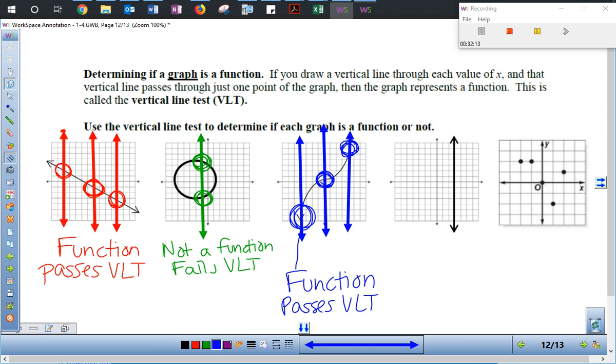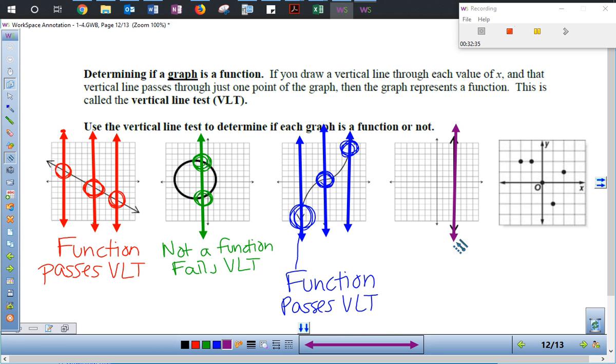Okay, the next one, kind of interesting. They gave us a vertical line. So when I draw a vertical line through my graph, it has to go through the actual graph that they gave you. I can't draw a vertical line over here and say, oh, look, it works, because that's not going through the graph that they gave me. You have to draw a vertical line through the graph that they gave you.